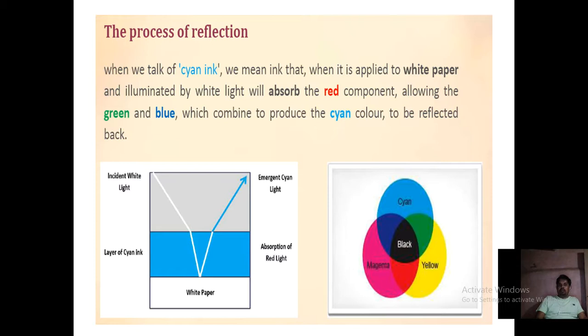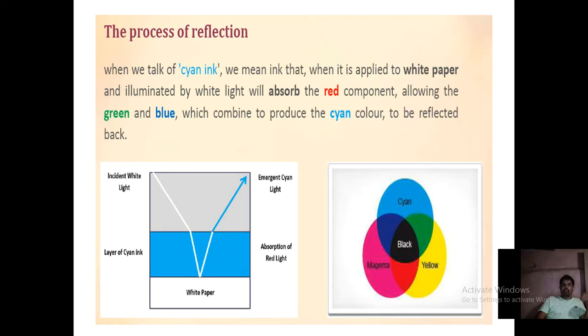Then it passes only green and blue, which combine to produce a cyan. If you mix green and blue, then definitely you will get a cyan color reflected back, right? If you see this one, incident light is white. Normally whenever light is coming from any source, it may be a bulb or the sun, light comes in a white color. Why is it white? Because all colors are mixed equally.